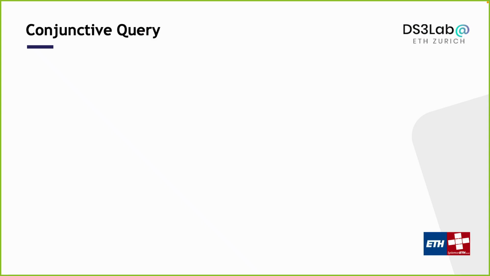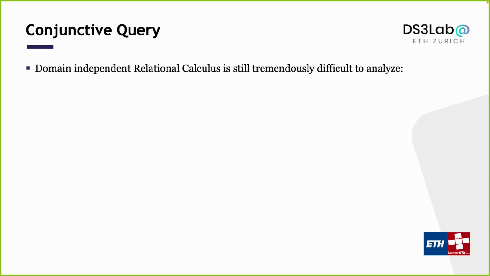I mean, that thing is good, right? It's always safe, and whatever you can write there, I have a corresponding relational algebra expression. Why do we need another query language? Well, one reason is there are a lot of problems with domain-independent relational calculus. It's still very, very hard to analyze, and that could be really important when you are building a system.